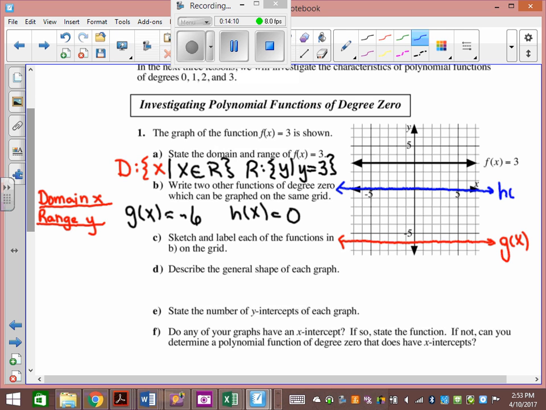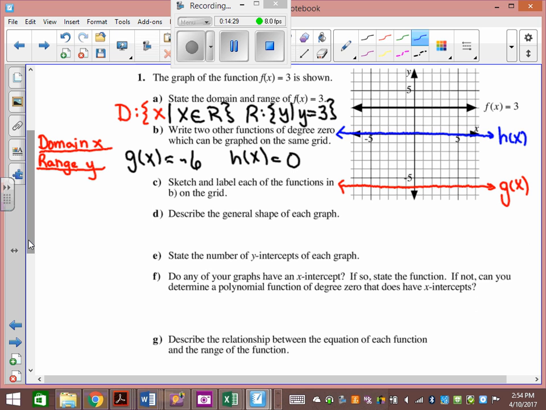This is h of x. And I don't even need to write the equations out at all. I can just label them g of x or h of x, etc. So, sketch and label them on the graph, the grid, which I did. Describe the general shape of the graph. What are all these graphs?